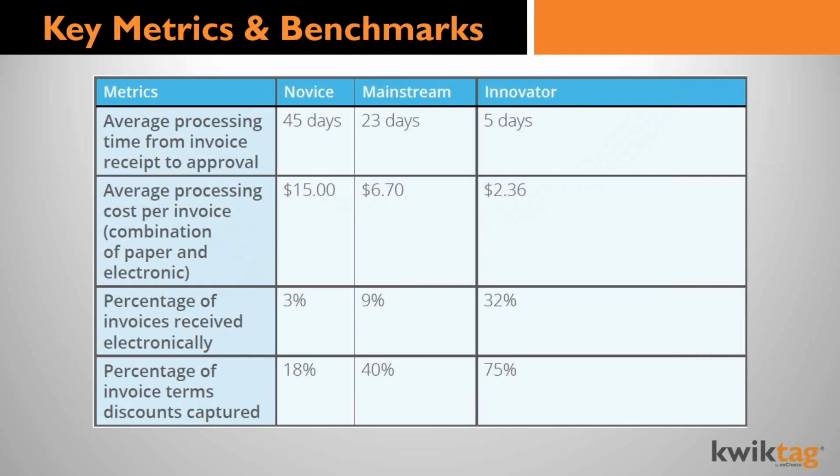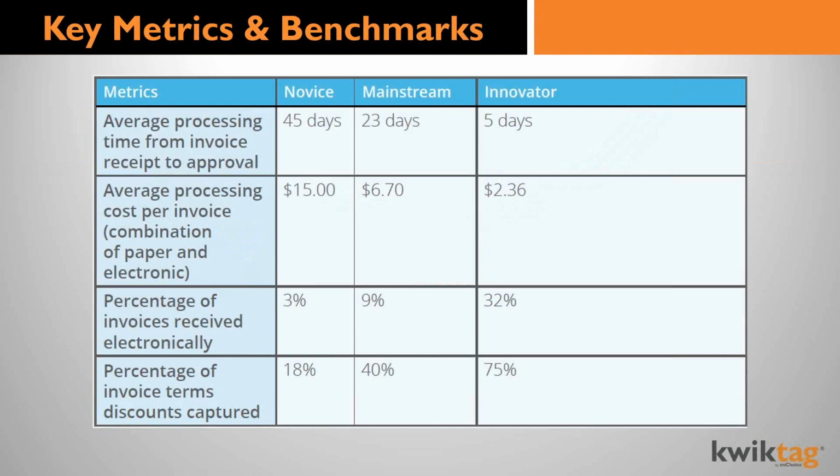So if you look at the metrics here, we have average processing time from invoice receipt to approval. Most companies, the novice companies that don't have any automation, that takes 45 days or more. Some companies, the ones in the middle, the mainstream companies that have some level of automation, but maybe are still doing some things manually as well, that takes about 23 days. The category on the right, innovators, they're the ones that have the most amount of automation. They've streamlined the majority of their processes. They see that go down to 5 days. 5 days, can you imagine?